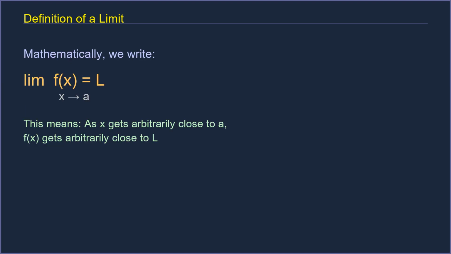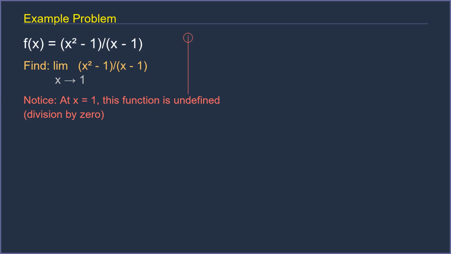The limit of f of x as x approaches a is written as limit as x approaches a of f of x equals L. This means that as x gets arbitrarily close to a, f of x gets arbitrarily close to L. Let's look at an example.